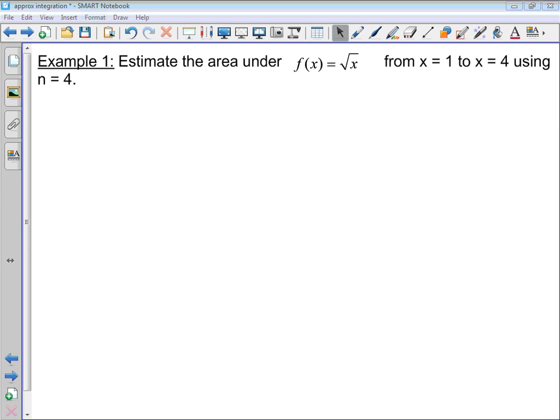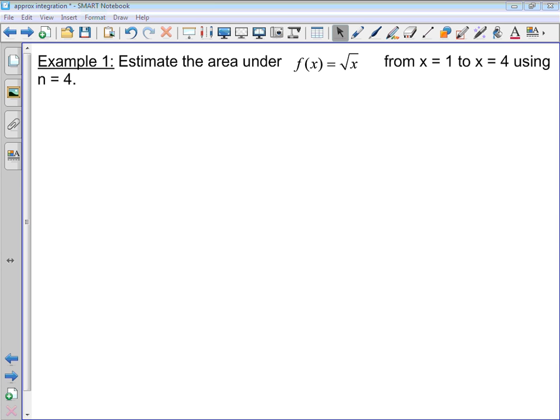Let's do a couple of examples here of applying that rule we just learned about trapezoidal approximation. Our first example here, we'll do one where we're given the function. In our second example, we'll do one where we are not given the function. We're just given the value of the function at some particular values of x.